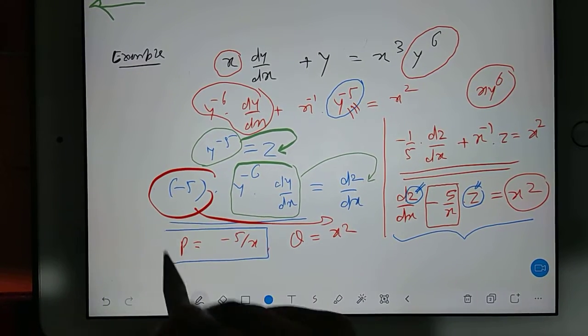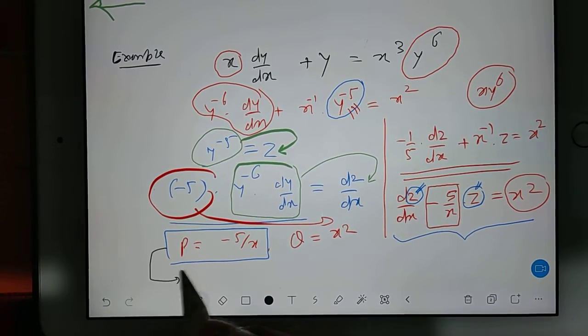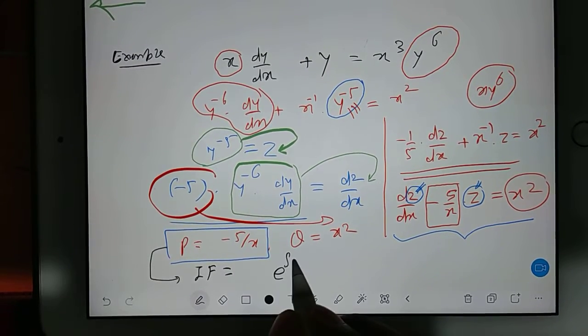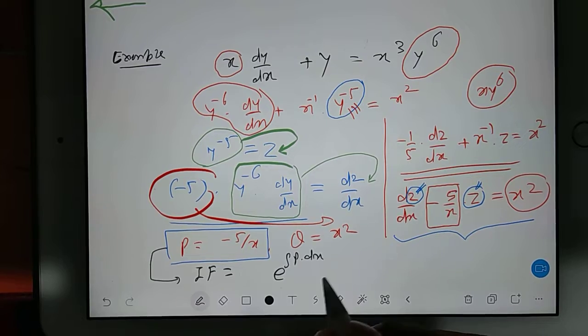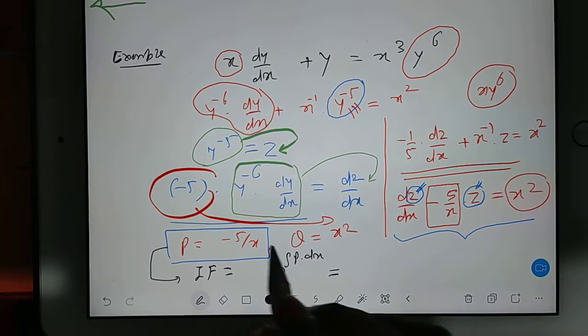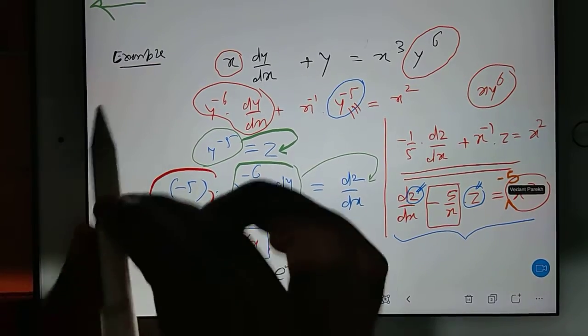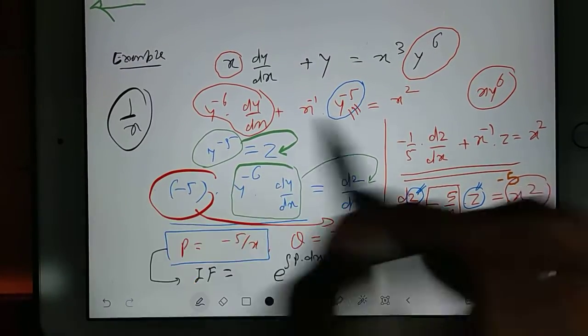After getting P, immediately what is our job? You immediately find the integrating factor. Integrating factor is nothing but e power integration P dx. Okay, P value we know very well, minus 5 by x, but there is a problem. You should remember how to integrate 1 by x. Always remember.